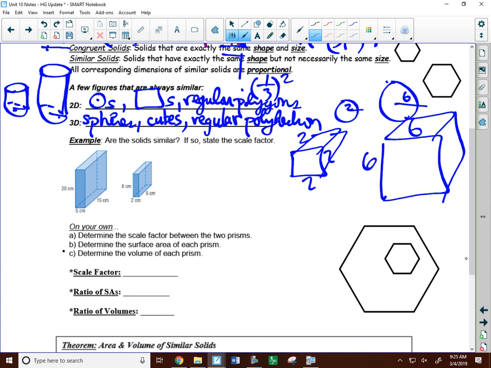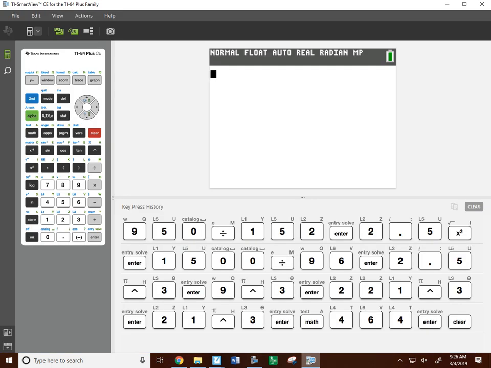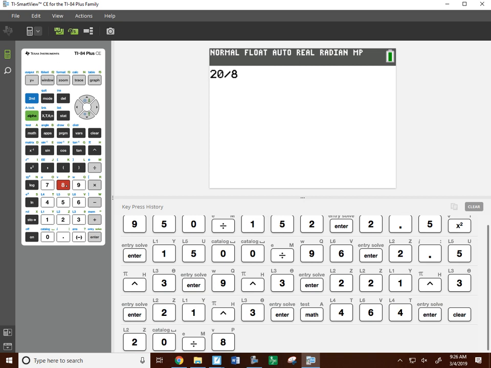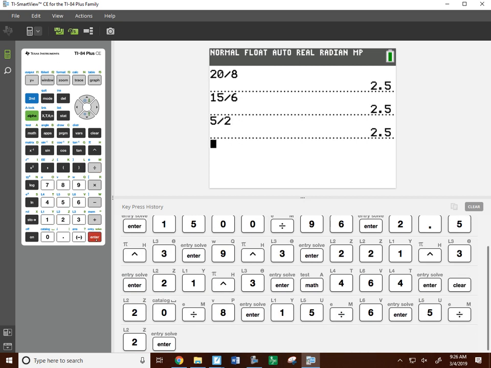All right, so I've got 2 prisms. 2 prisms, not always similar, but let's check. I'm going to do a ratio here, 5 to 2. Or you can do 2 to 5, whatever, in order, stay consistent. 15 to 6, and then 20 to 8. Now, just looking at them, I don't know if they're all the same, but put them in your calculator and make sure that they're all the same, and they are. They're all 2.5.